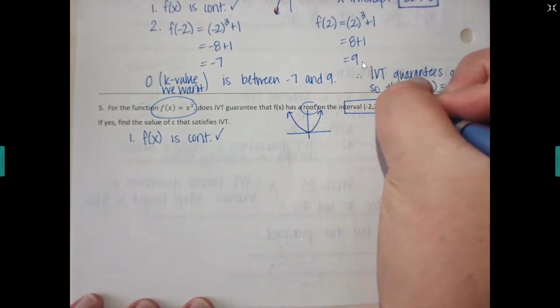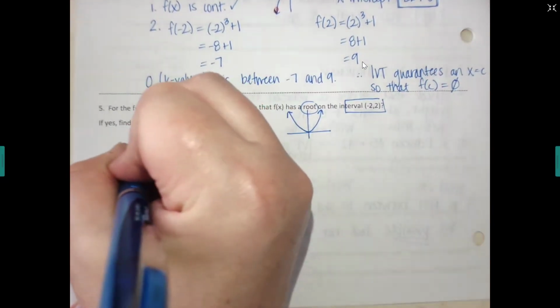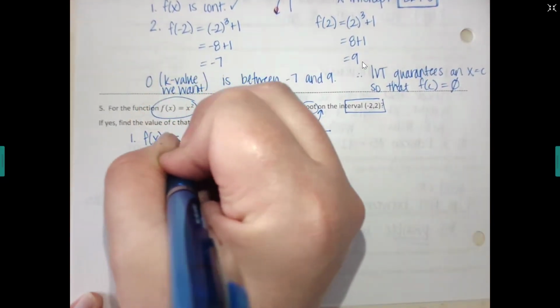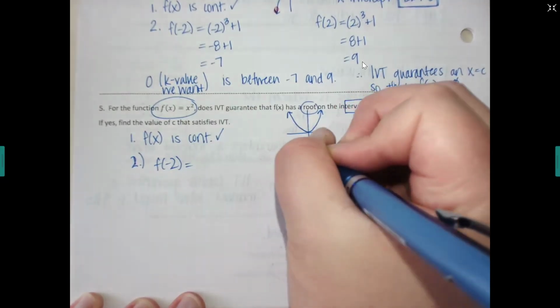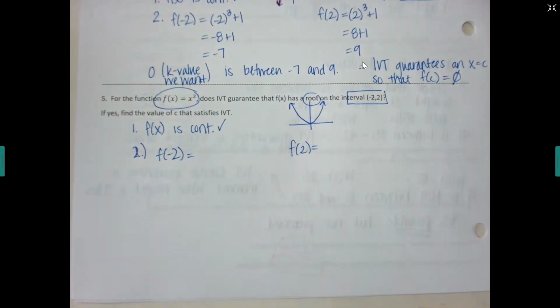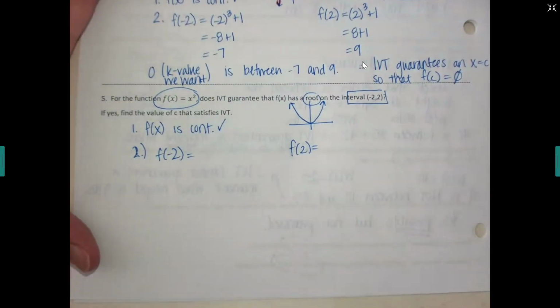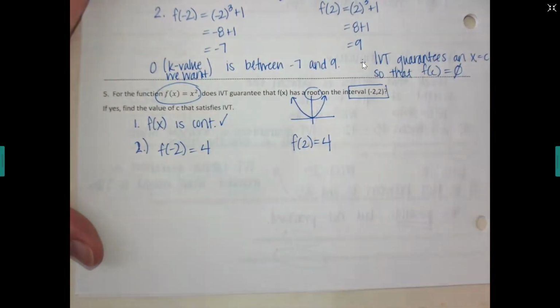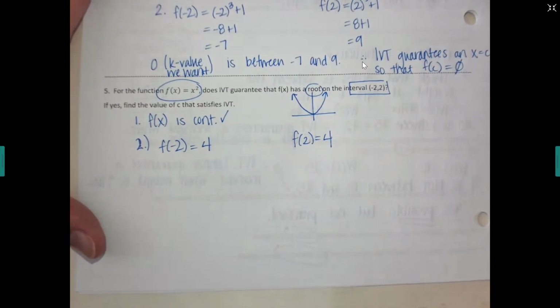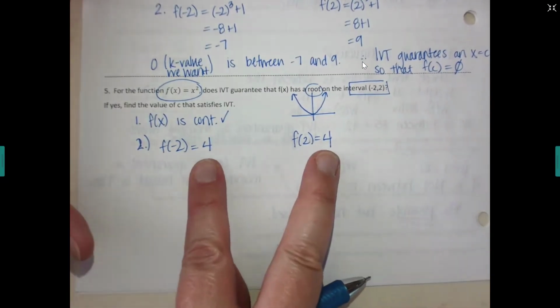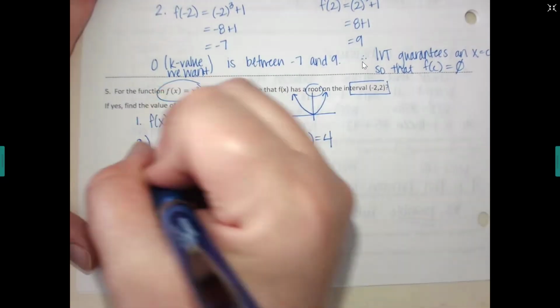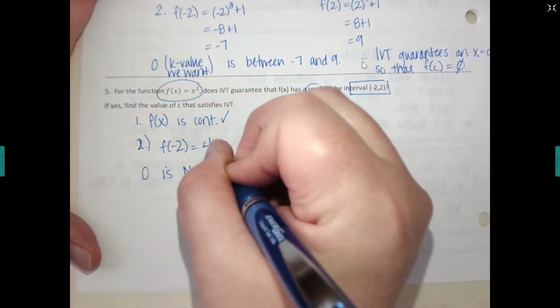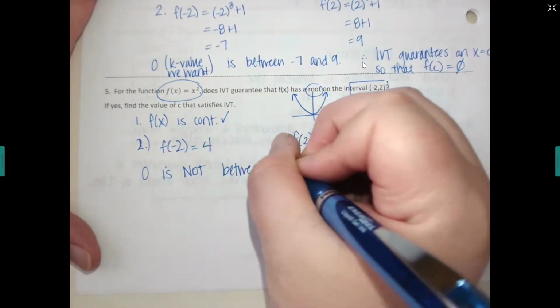So my interval is -2 to 2. So I'm going to find f of -2 and f of +2. So I want to find my y value at the beginning of my interval and then my y value at the end. My equation is just take the x and square it. So what is -2 squared? 4. What about regular 2 squared? 4. And I want 0. Is 0 between those? No, nothing can be between 4 and then 4 again. So I would say 0 is not between 4 and 4.